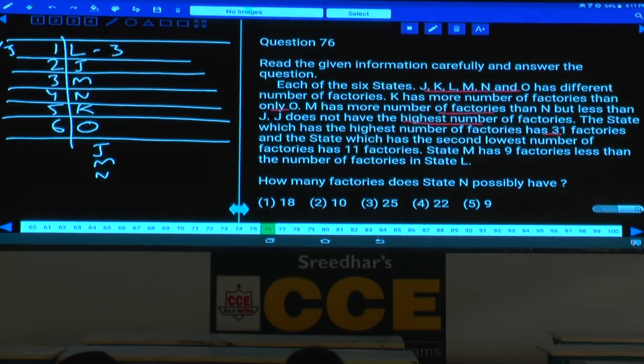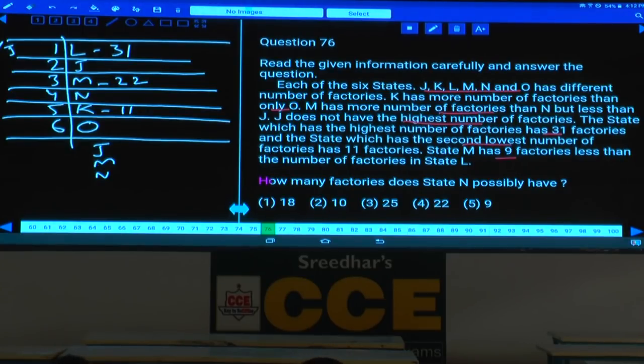The state which has the highest number of factories has 31 factories. The state which has the second lowest number of factories has 11. And state M has 9 factories fewer than the number of factories state L has. M has 9 less than 31, which means 22. Now M has 22 factories.